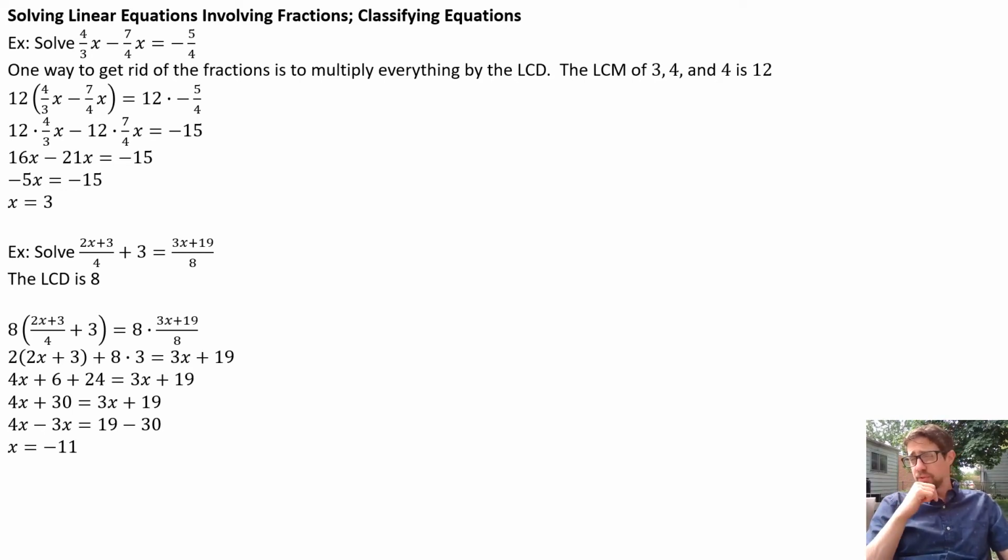And then we're done, because 4x minus 3x is just x, right? Or 1x. 19 minus 30 is negative 11. So again, it wouldn't be that easy to plug this into the original equation, but I would still encourage you to do it.